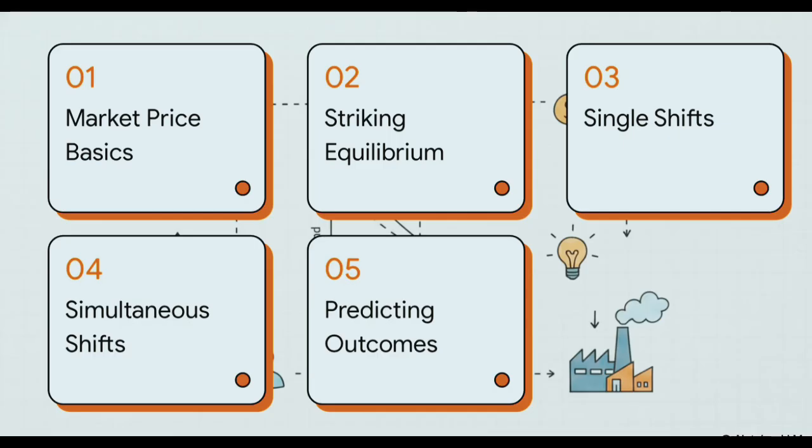So, here's the game plan for Aaj Ka lecture. We're going to rapidly cover market price determination basics, then striking the equilibrium balance, single shifts in the market, simultaneous market curve shifts, and finally, we'll wrap up by predicting the market outcomes. Going to be a packed journey, so let's get right into it.